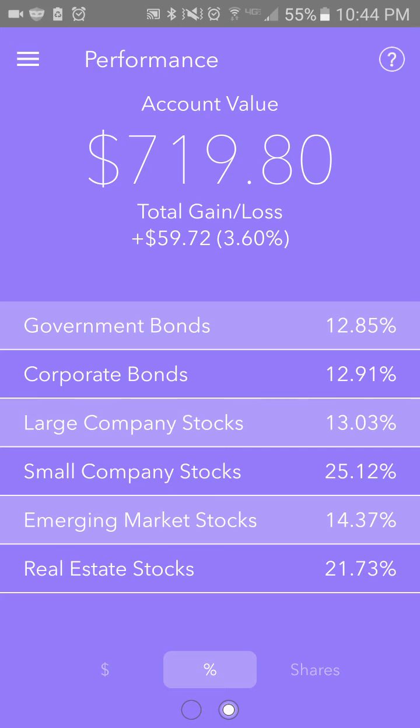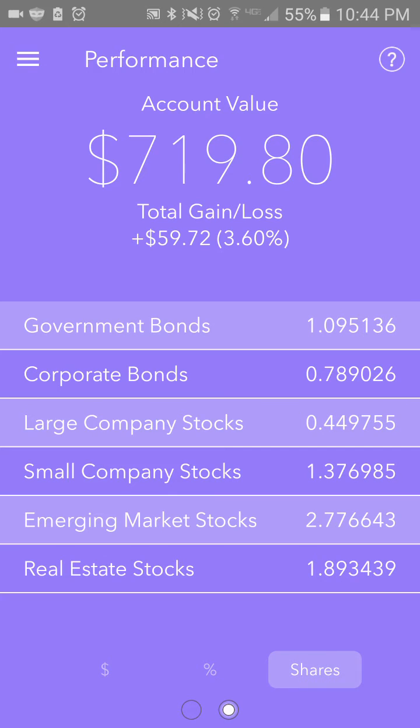You can also see in terms of percent in your portfolio, and then the fractional shares right there. So my emerging markets is the biggest one at 2.77.